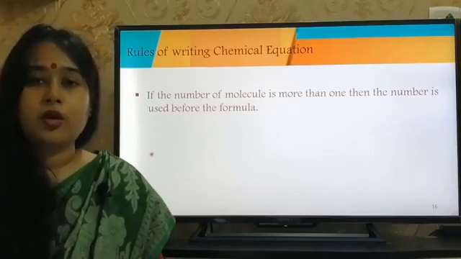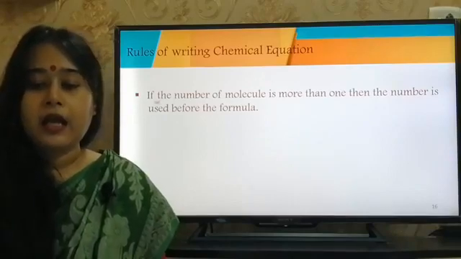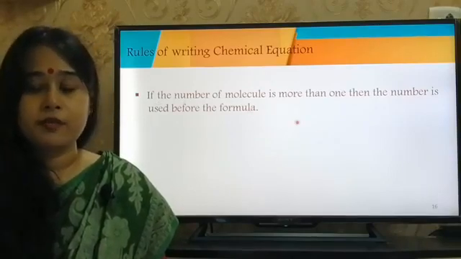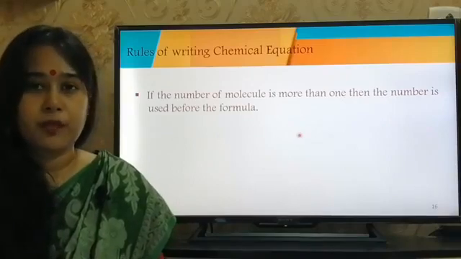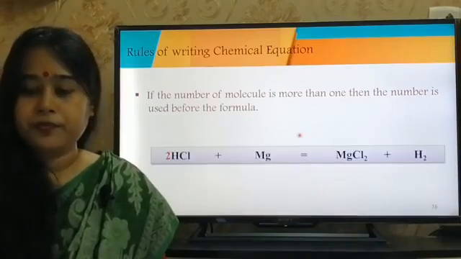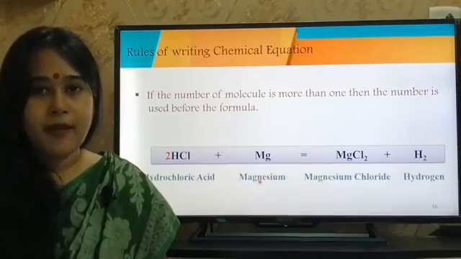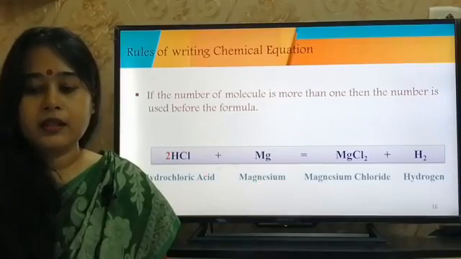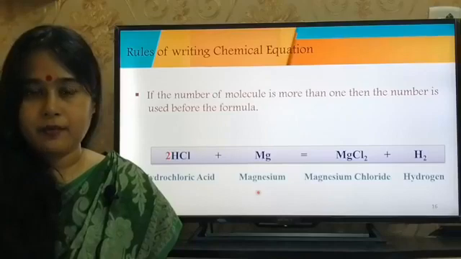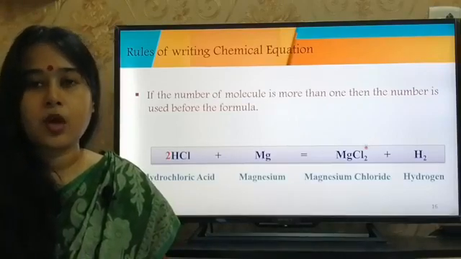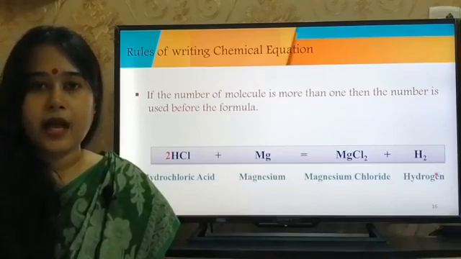Another rule of writing a chemical equation is, if the number of molecules is more than 1, then the number is used before the formula. So let's see what this point is. Here you can see hydrochloric acid and magnesium. These two reactants react and produce two products. One is magnesium chloride and another is hydrogen.